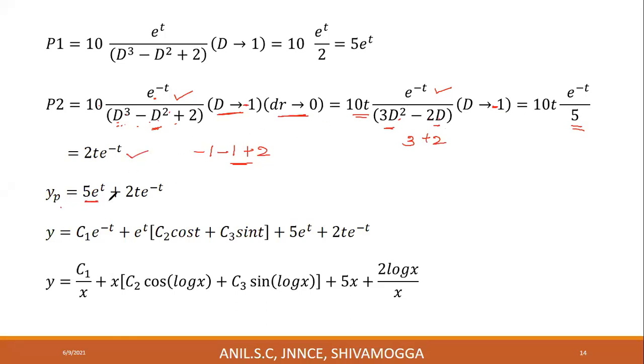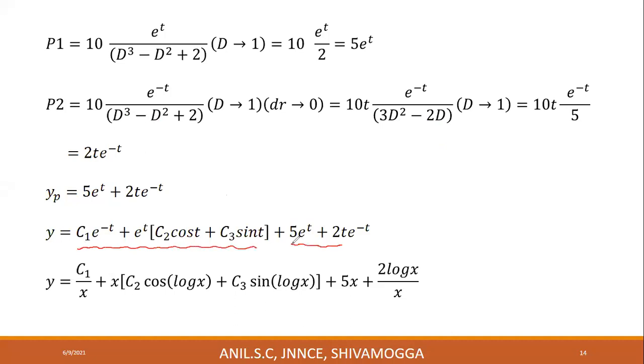Yp is P1 plus P2. That is 5 e power t plus 2t e power minus t. Now write the general solution. General solution is y is equal to yc plus yp. This is yc, this is yp. Now substitute for t. e power t is equal to x. This was the substitution we took. e power t is equal to x, or e power minus t is equal to 1 by x.